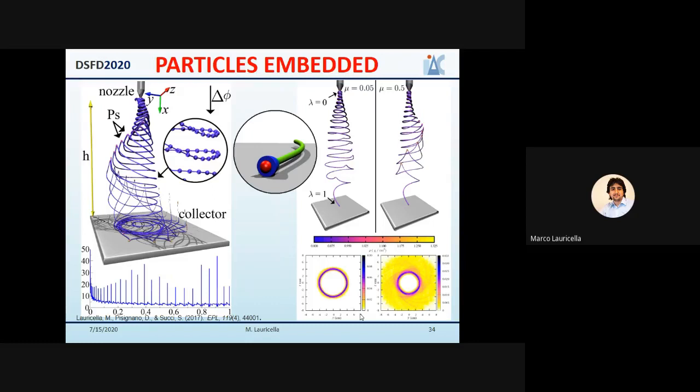Also, in this case, it is possible to obtain important information. For instance, here I reported the decrease of the fiber radius along the curvilinear parameter, and we also investigated the different distribution of the jet segments hitting the collector during the process.